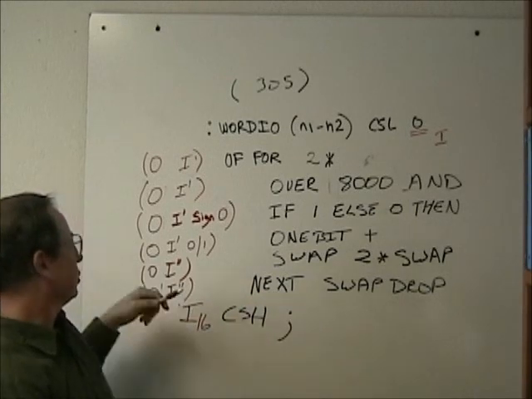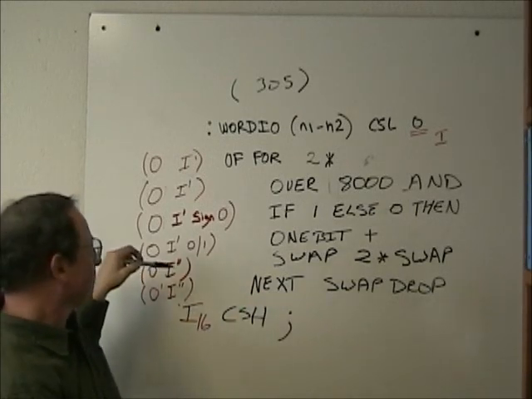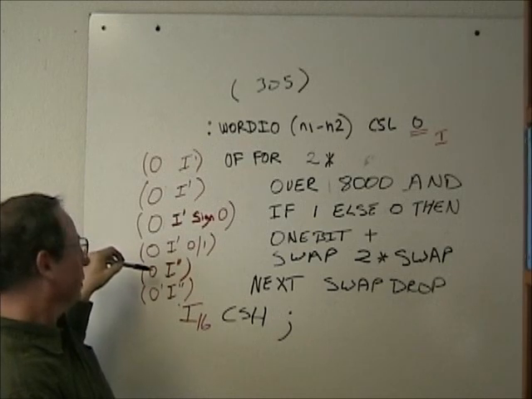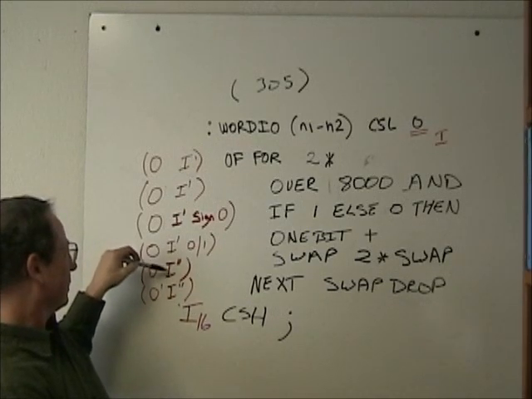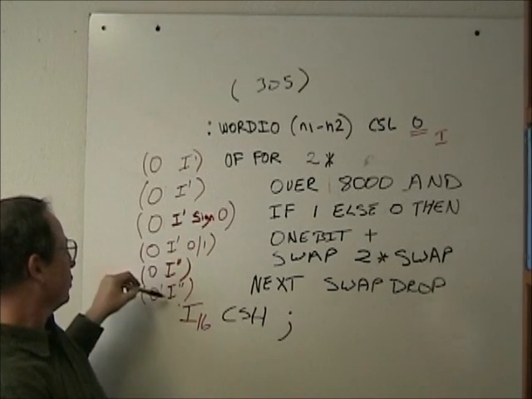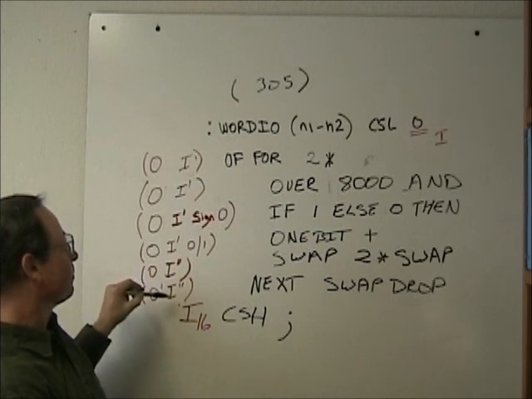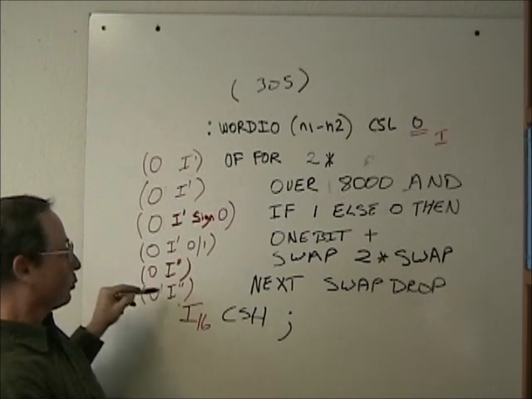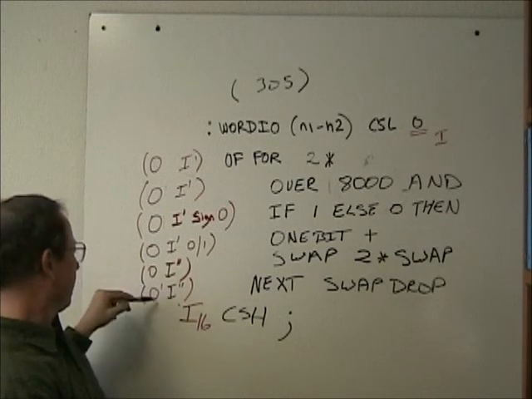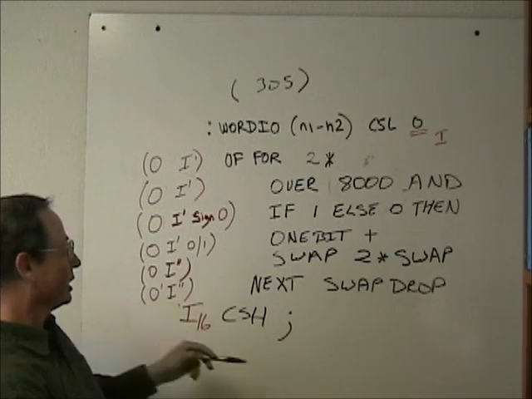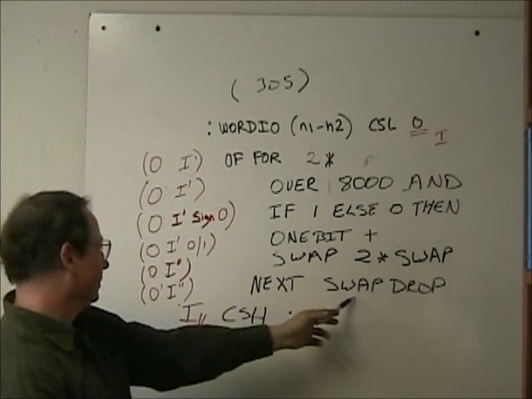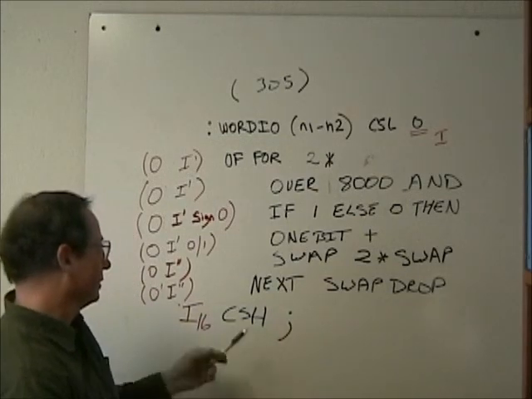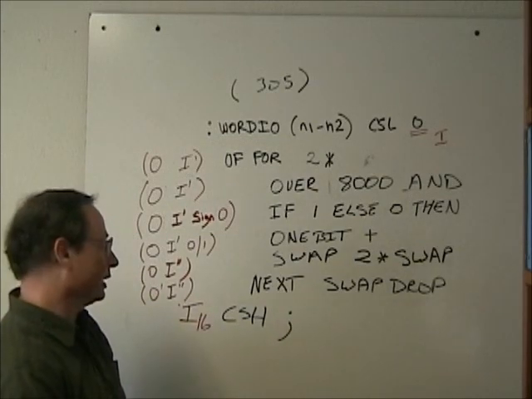At the end, we've got a shifted, fully accumulated input word on the top of stack, and the output word, which should be 0, on the next to top of stack. So we swap and drop that, and then set the chip select high.